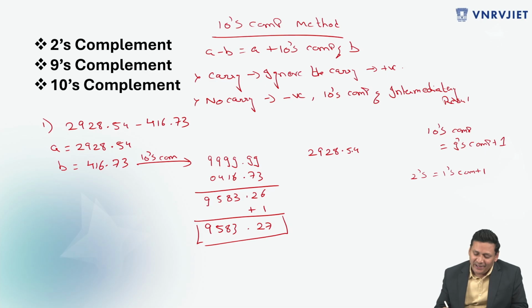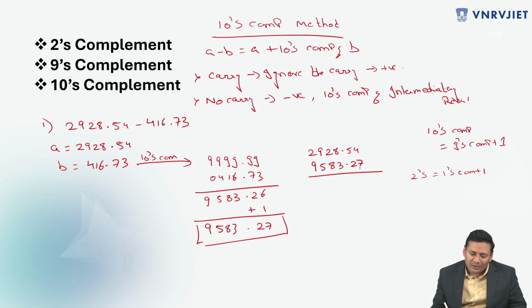What is A? A is 2928.54. To it, I am going to add B's tens complement, that is nothing but 9583.27. So now we will add A plus the tens complement of B. What is the value? 4 plus 7 is 11, write 1 carry 1, and so on. So this is my value.